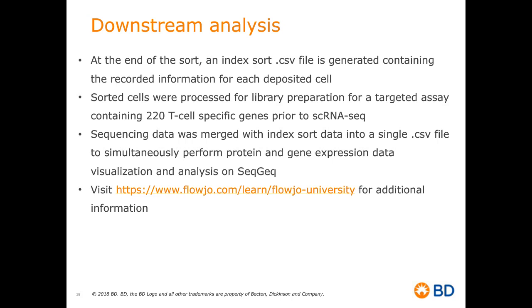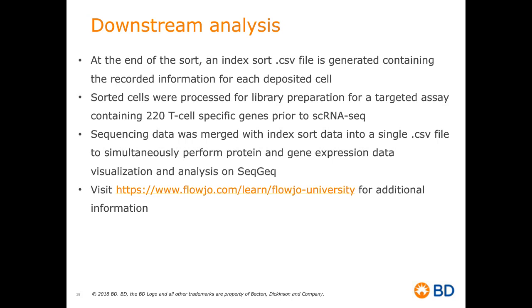for the sorting. Once we've sorted the cells, we process the cells for library preparation. In this experiment, we use a targeted assay containing 220 T-cell specific genes prior to single-cell RNA-seq. And we will talk about why we use a targeted assay for these genes. Once the sequencing is complete, we obtain a similar CSV file for the sequencing data that now contains, for each cell, information about the expression of all the genes.